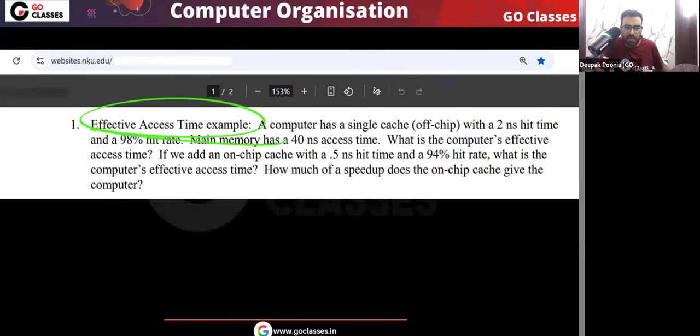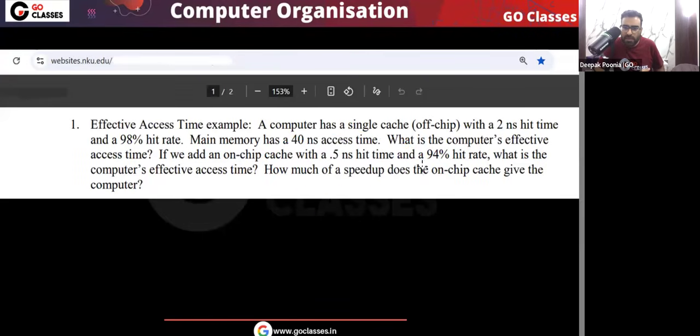Effective access time example. A computer has a single level cache on chip with 2 nanosecond hit time and 98% hit rate. Main memory access time is 40 nanoseconds. What is the computer's effective access time? Now there is a second part. If we add an on-chip cache with 0.5 nanosecond hit time and 94% hit rate, what is the computer's effective access time now? And what is the speedup we have got?